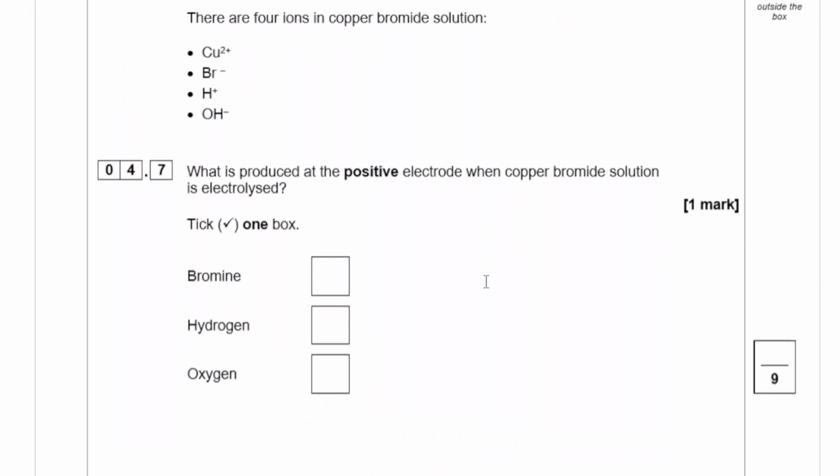What is produced at the positive electrode when copper bromide solution is electrolyzed? Now on the other side, it has to do with the Br minus ion. The bromide ion loses an electron to form a bromine atom, but they'll join together to form bromine gas. But here they're simply saying it's just bromine.